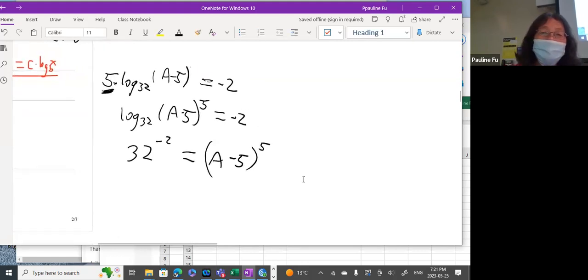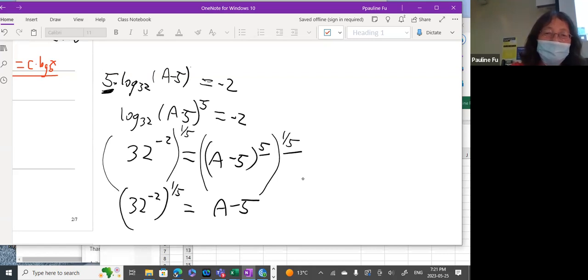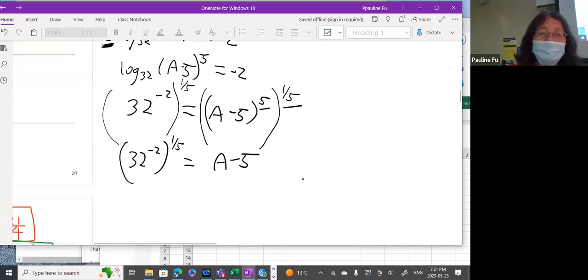Okay, and after that, both sides I raise to power 1/5. The reason is this 5 and 1/5 cancel out. So right hand side, I have a − 5. Left hand side, I have 32 raised to power negative 2, then 1/5. So 32 raised to power negative 2/5 equal to a − 5.